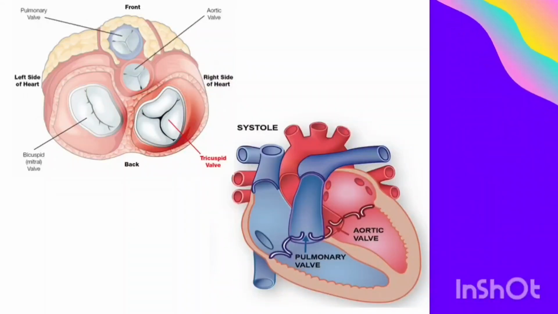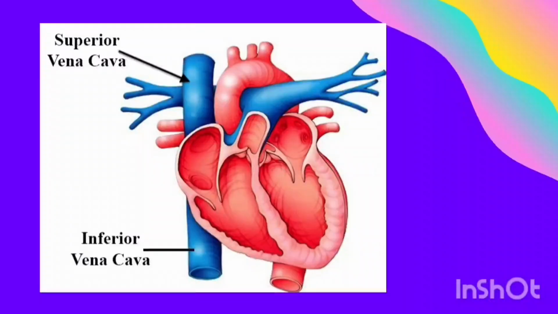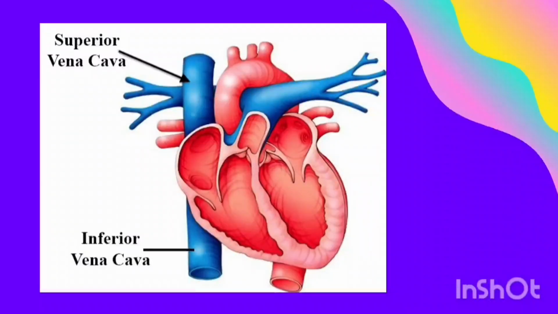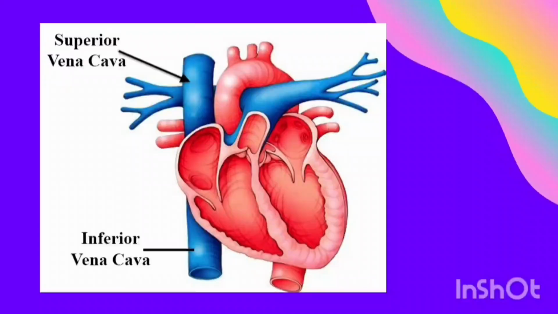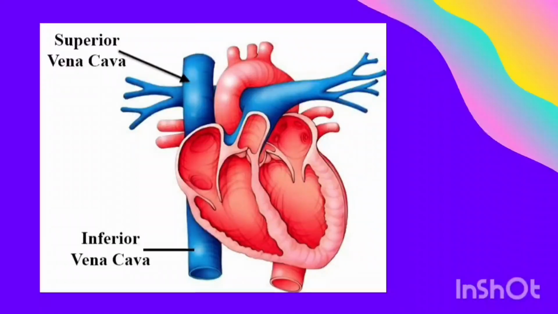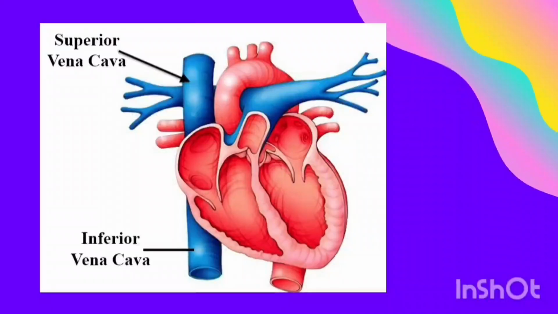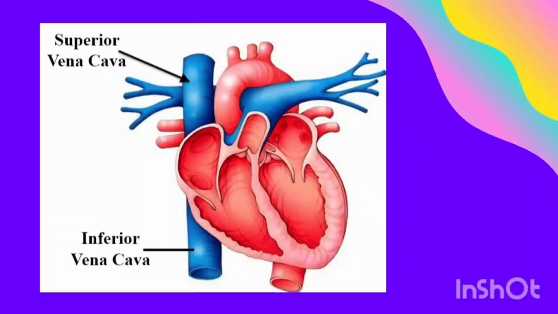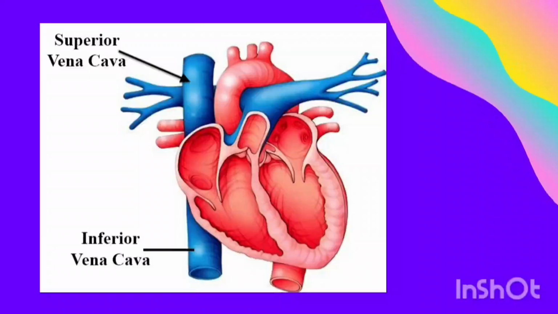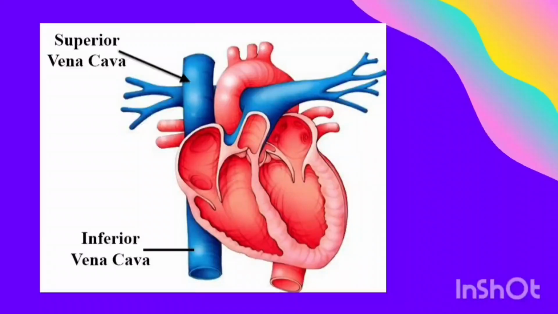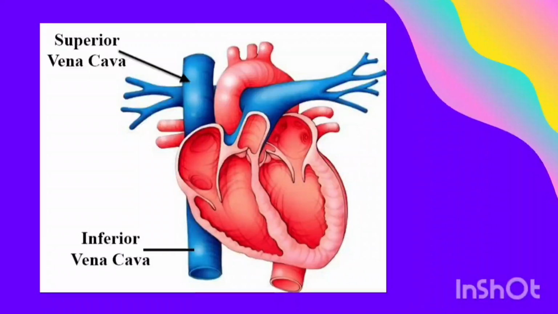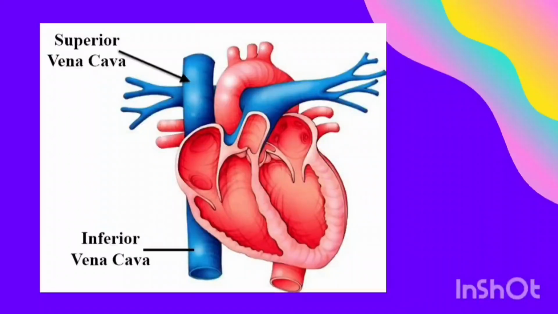The aortic valve is a semilunar valve which controls the blood leaving the heart. It controls blood flow between the left ventricle and the aorta. The superior vena cava is one of the two main veins bringing deoxygenated blood from the body to the heart. Veins from the head and upper body feed into the superior vena cava, which empties into the right atrium of the heart. The inferior vena cava is the other of the two main veins bringing deoxygenated blood from the body to the heart. Veins from the legs and lower torso feed into the inferior vena cava, which empties into the right atrium of the heart.